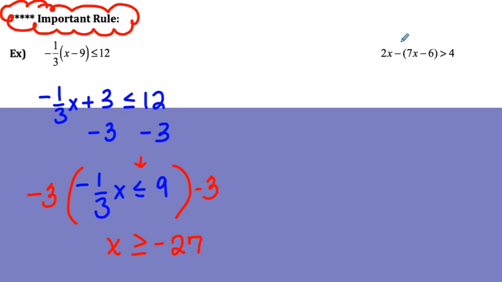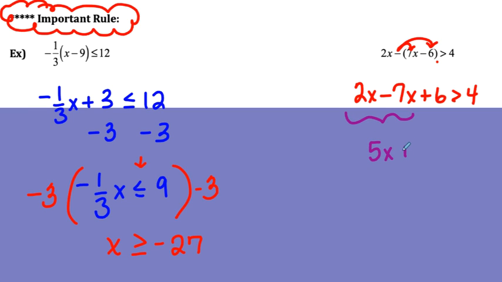All right, let's try another one. I see a negative in front of the parentheses. That does not mean multiply. It means that you have to distribute. It doesn't mean you multiply 2x to 7x. You have to distribute a phantom negative 1 through. So 2x minus 7x plus 6 is greater than 4. Okay, then I combine the like terms. So that gives me negative 5x plus 6 is greater than 4.